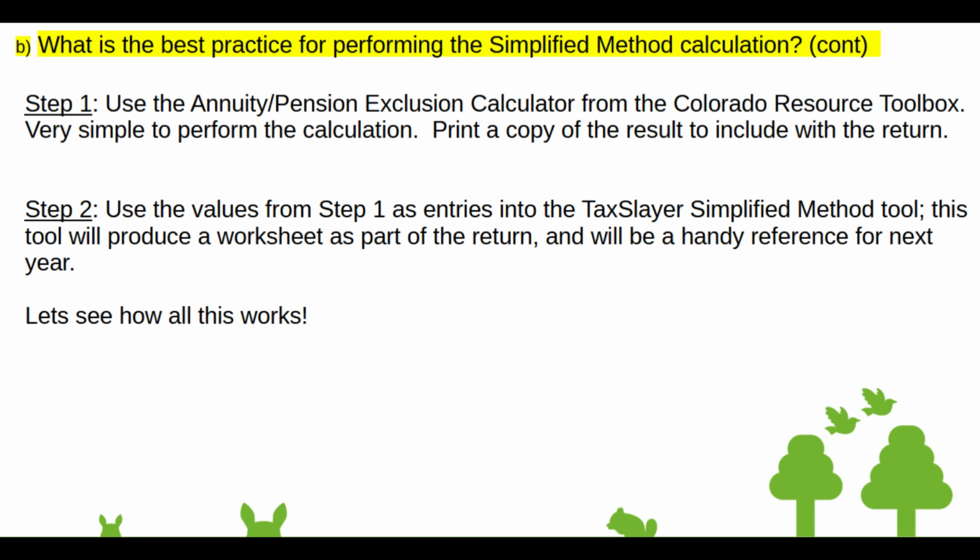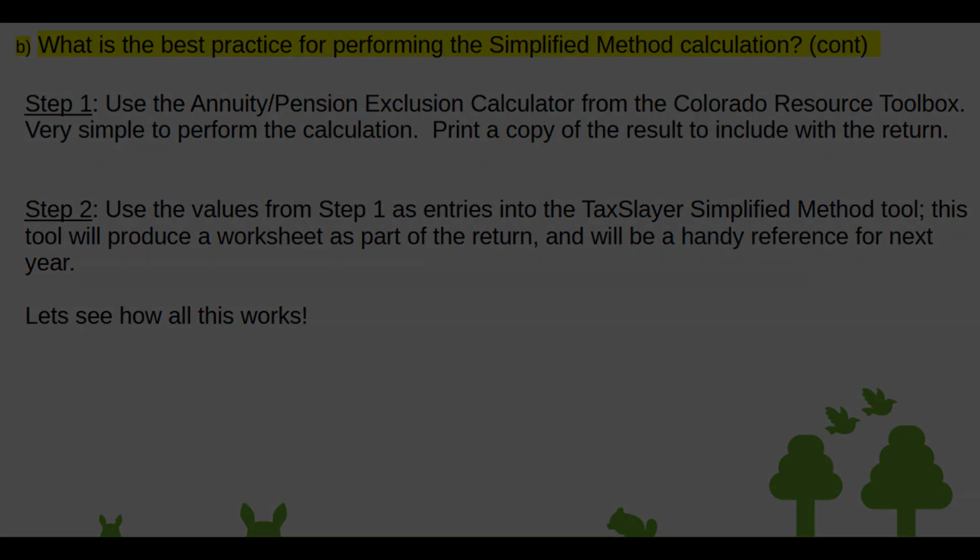For step 2, we will use the values from step 1 as entries into the TaxSlayer tool. The TaxSlayer tool, in my opinion, is an inadequate tool because it requires us to manually calculate certain values that are automatically calculated using the tool that we used in step 1. So really the only reason that we're running the TaxSlayer tool is so that we will have a record as part of the return in this worksheet that will print out along with the return. And this will become more apparent as we go to the next step and see how all this works.